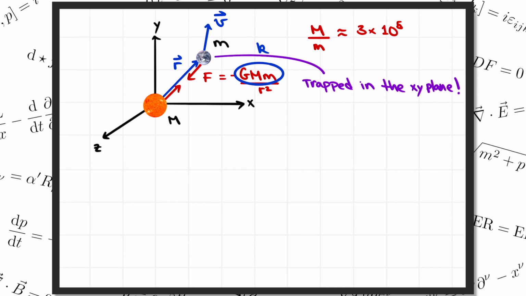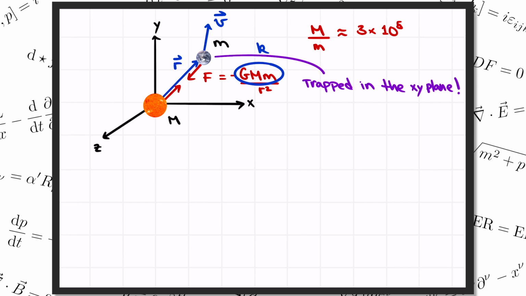This remarkable property arises from the fact that the gravitational force only depends on how far the planet is from the origin. Beyond that, it doesn't matter if the planet's to the right or left or top or bottom of the star. Only the distance r matters. Said differently, the force is spherically symmetric.